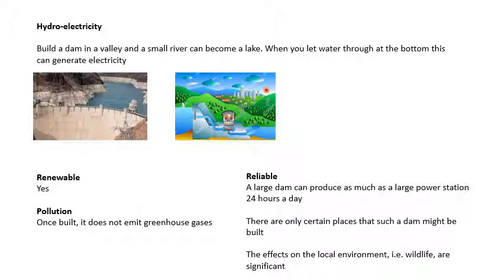Pollution. Now, once they are built, then it doesn't emit greenhouse gases or anything like that. They are very reliable. A large dam can produce lots and lots of electricity 24 hours a day. Problems are that there's only certain places that you can build a dam like that, and the effects on the local environment. For example, wildlife, the animals that were living in that valley are underwater now. So the effects on the local environment can be very, very significant.